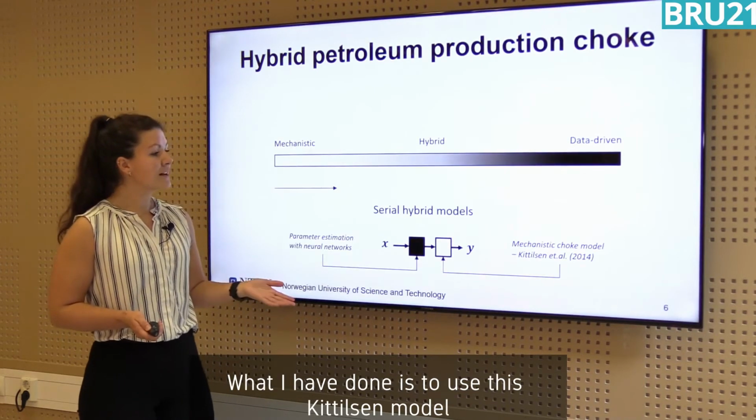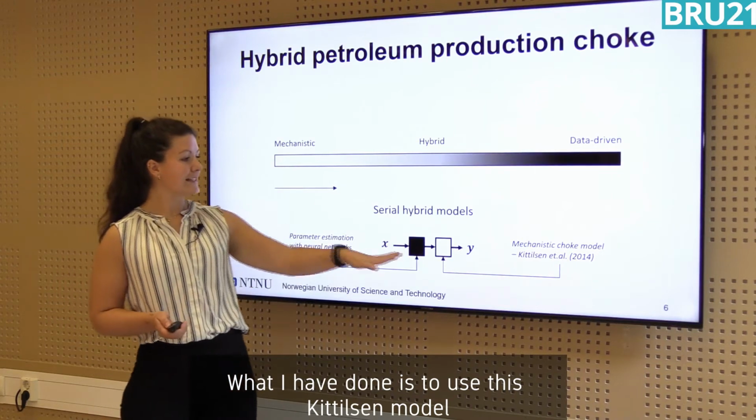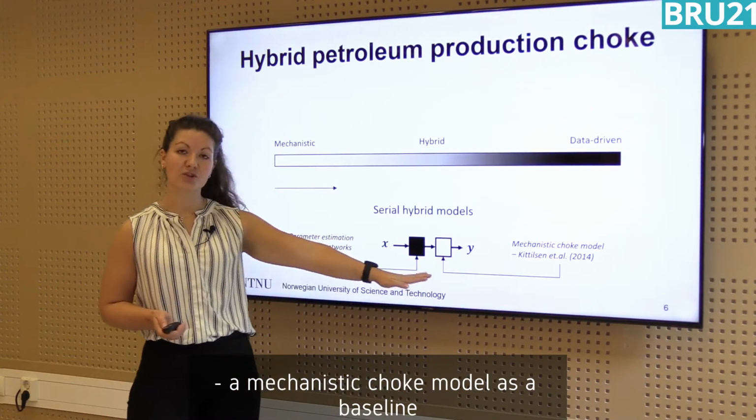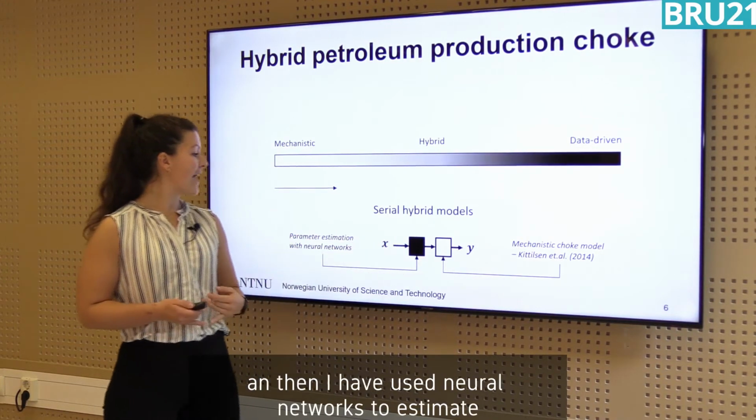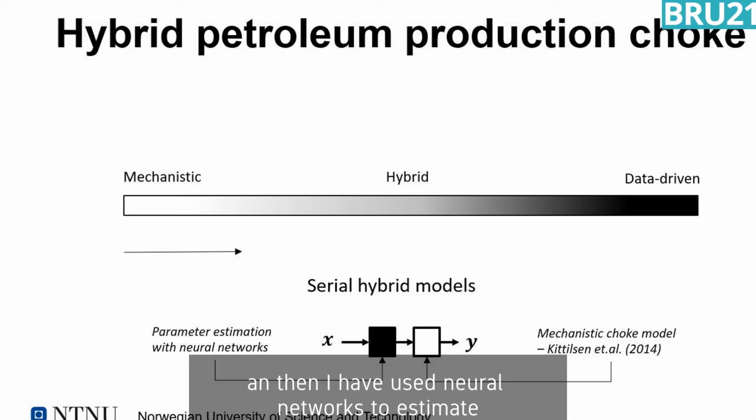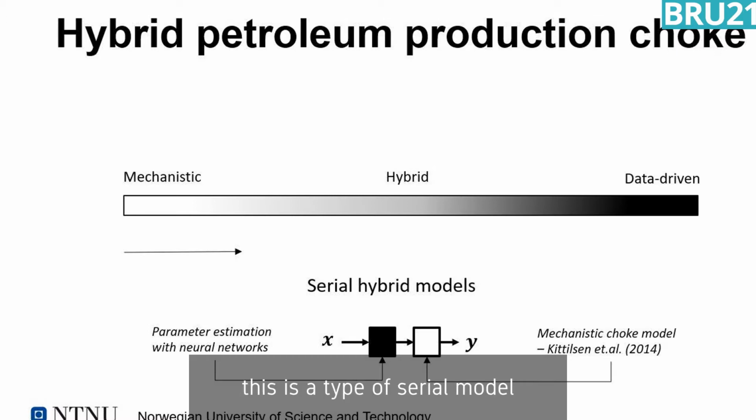All right, so what I've done is to use this Kittelsen model, a mechanistic choke model, as a baseline, and then I've used neural networks to estimate some of the parameters in the model. So this is a type of serial model.